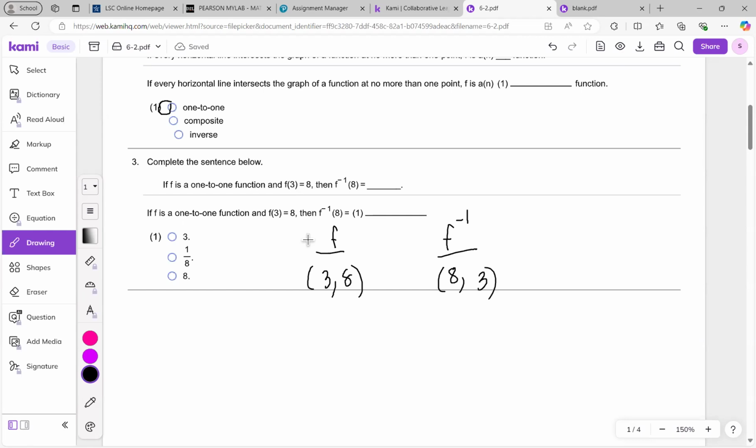And this question is asking for your inverse function. So I need to look here. When your x value is 8, what will be your corresponding y value? I'm going to choose just 3, because the x becomes the y on the inverse. That's a very important rule between functions and their inverses.